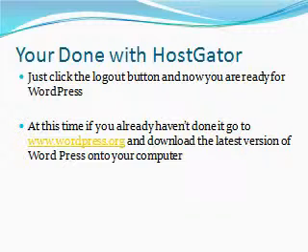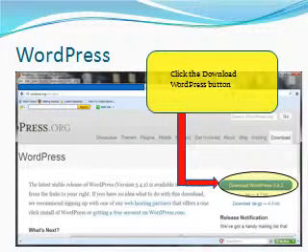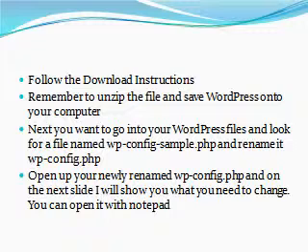At this time, you're going to go to WordPress.org and download the latest version of WordPress onto your computer. As you can see in this slide, just go ahead and click download WordPress, the latest version. Follow the download instructions. Remember to unzip the file and save WordPress onto your computer.